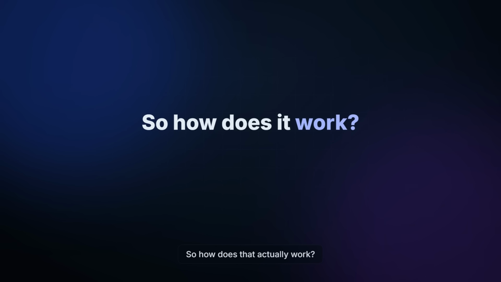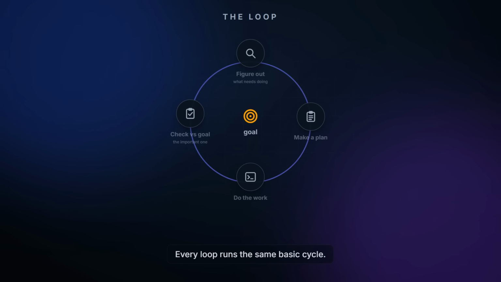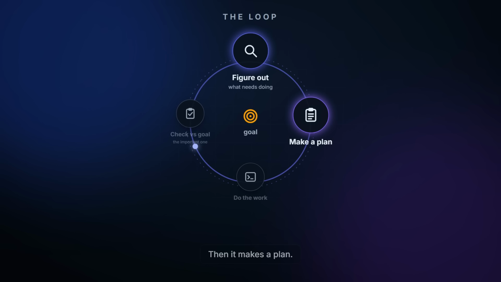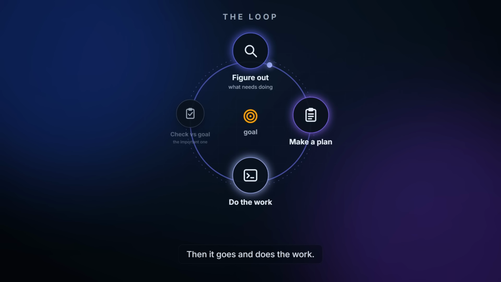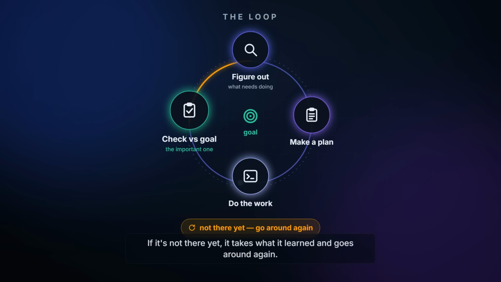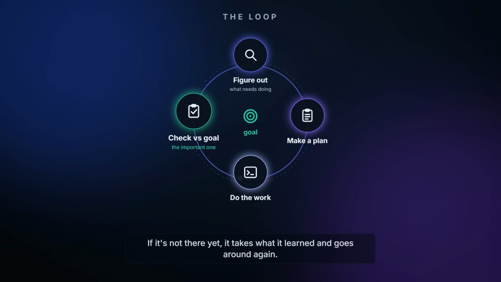So, how does that actually work? Well, every loop runs the same basic cycle. First, it figures out what needs doing. Then, it makes a plan. Then, it goes and does the work. Then, and this is the important one, it checks its own results against the goal. And if it's not there yet, it takes what it just learned and goes around again. Now, here's the thing. Out of those 5 steps, really only 3 of them matter. And those 3 are exactly why people get loops wrong.